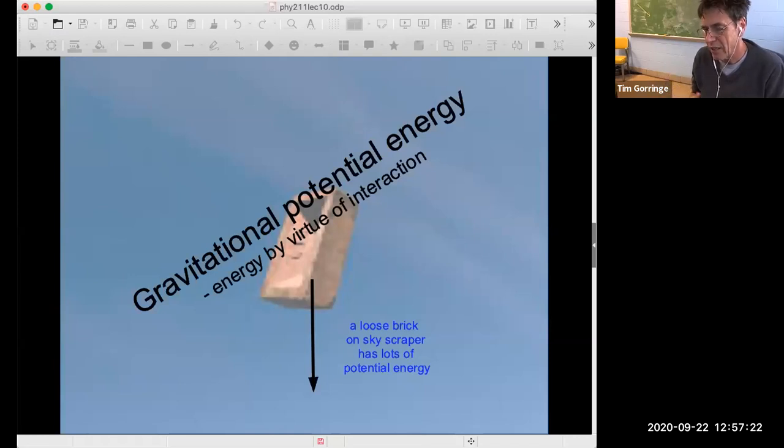Look, you already know from your everyday experience something about gravitational potential energy. In this picture, a brick on the top of a skyscraper has a lot of gravitational potential energy. If it falls off, that brick can do a lot of damage when it hits the ground. So that's an example like the elephant. The running elephant had a lot of kinetic energy. Well, this falling brick was a store of lots of gravitational potential energy.